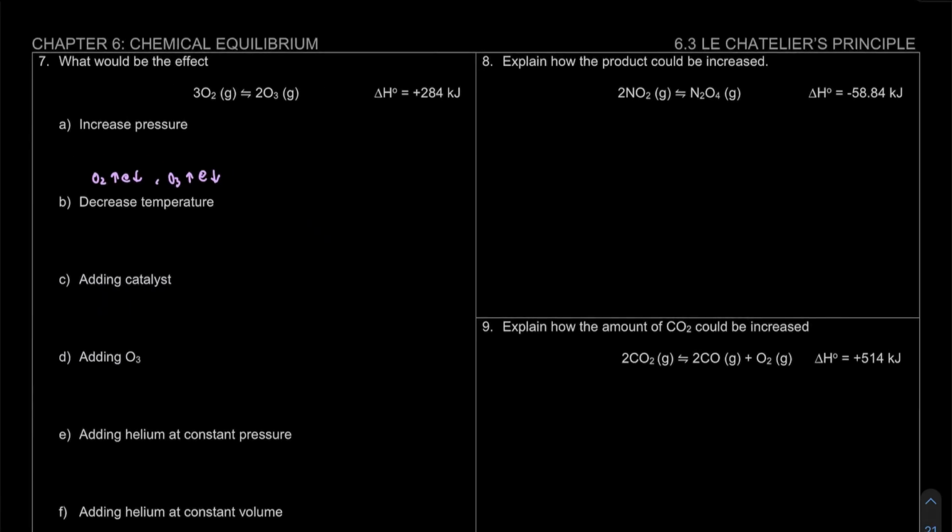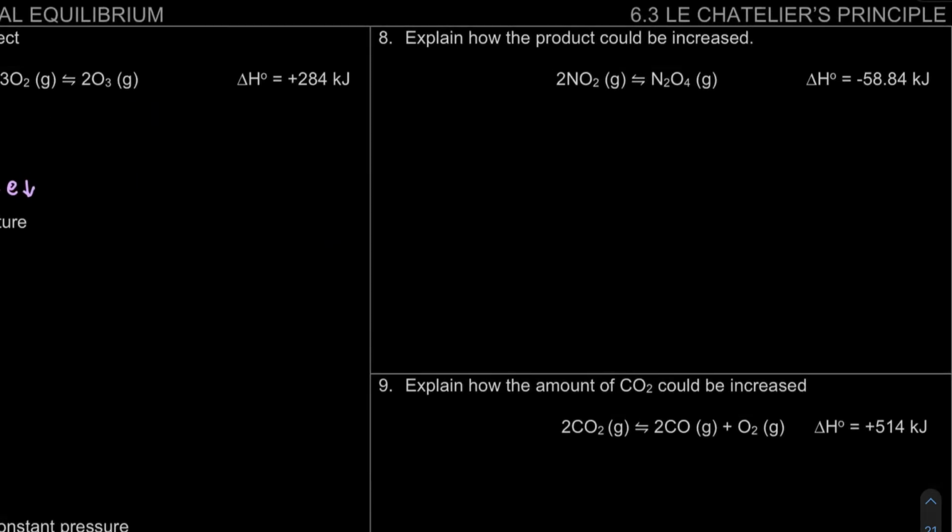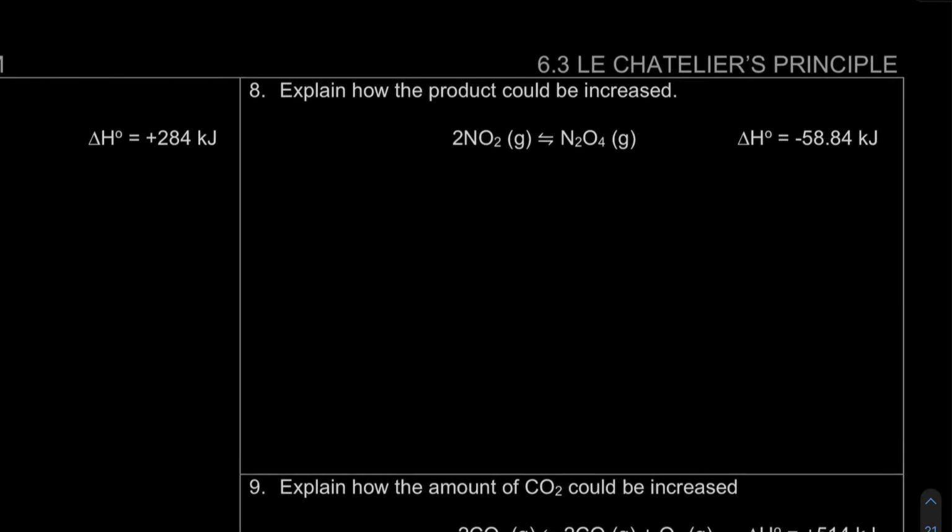Okay, questions 8 and 9 are a bit different. Here we look at: explain how the product could be increased. So when the product is increased, the product is actually on our product side, on the right side. So in this case, what would happen is that we want the whole reaction to shift to the right. Okay, so how are we going to shift it to the right? We need to look at the 3 factors that we have learned.